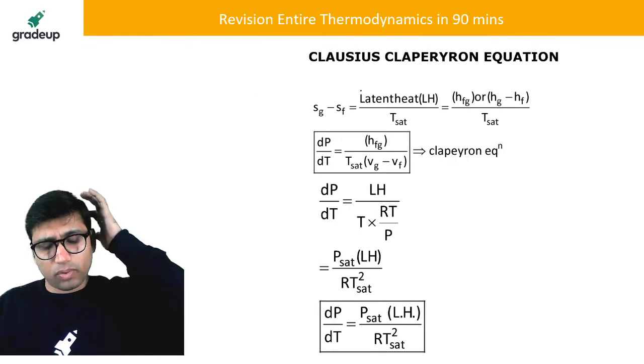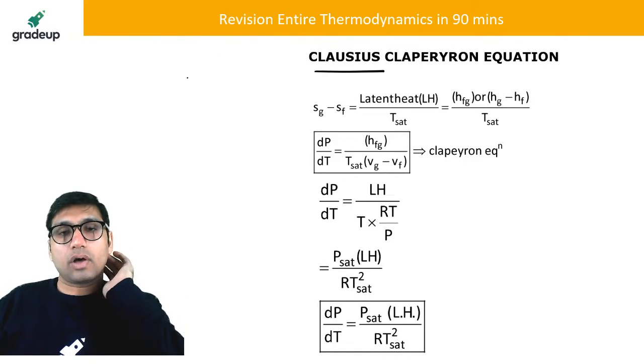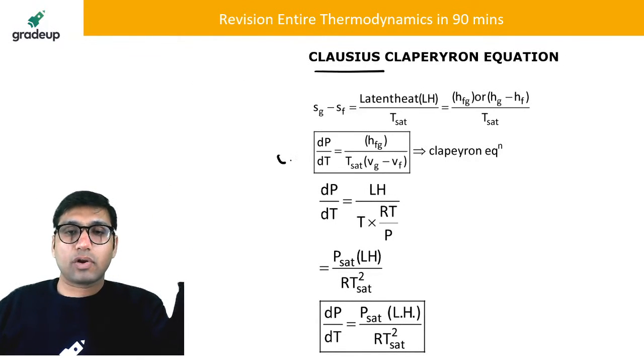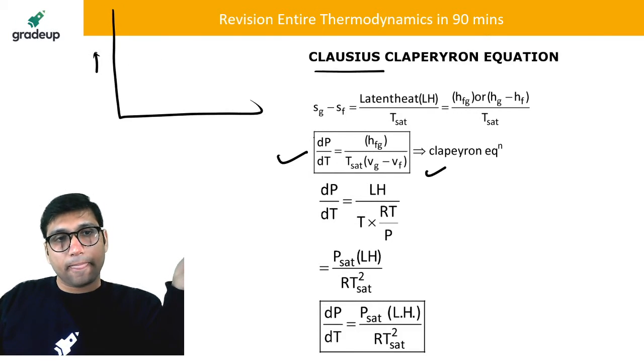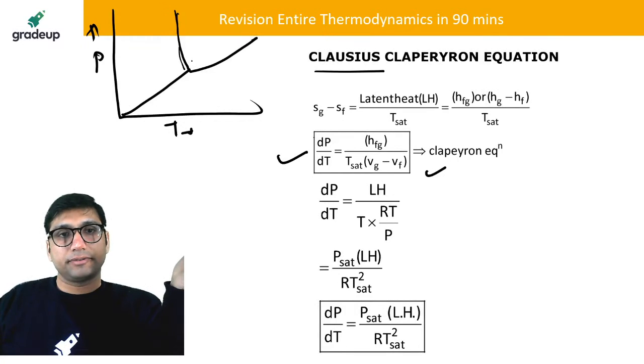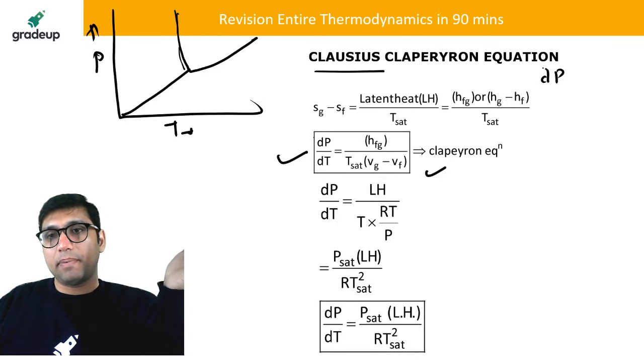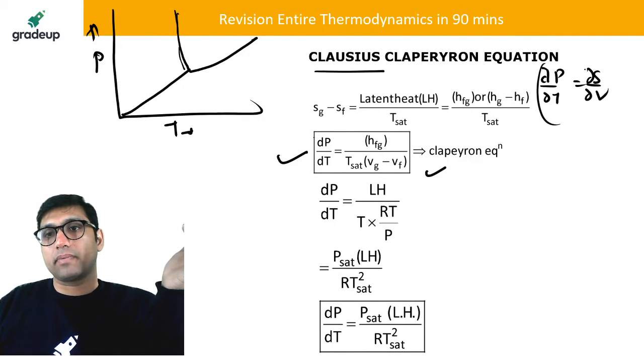The last thing I have to tell you about is the Clausius-Clapeyron equation. The Clapeyron equation is basically used to find the slope for a phase change diagram. Okay, so you know that dp by dt, or del p by del t, is equal to del s by del v. By using one of the Maxwell equations, or by writing it in this form, dp by dt is equal to ds by dv.